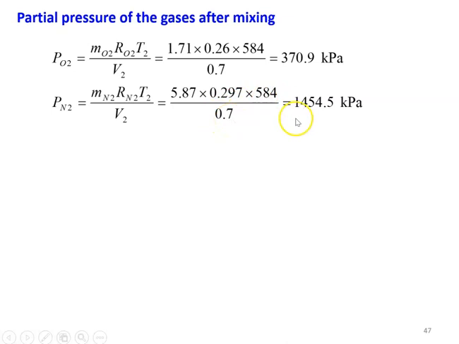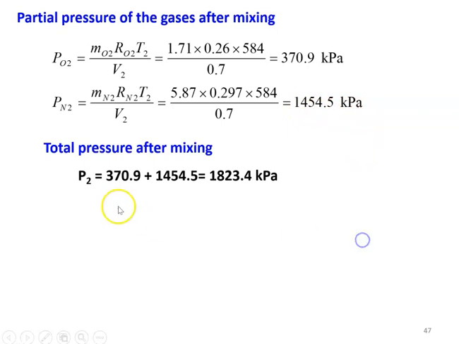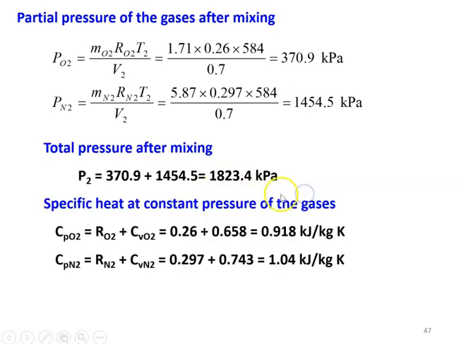Partial pressure of nitrogen, MN2 RN2 T2 divided by final volume V2, 5.87 into 0.297 into 584 divided by 0.7, equal to 1454.5 kilopascal. So, total pressure after mixing, P2 equal to 370.9 plus 1454.5, which is equal to 1823.4 kilopascal. The specific heat at constant pressure of the gases, CpO2 equal to RO2 plus CvO2, which is 0.26 plus 0.658 equal to 0.918 kilojoules per kilogram Kelvin. CpN2, which is RN2 plus CvN2 equal to 0.297 plus 0.743 equal to 1.04 kilojoules per kilogram Kelvin.